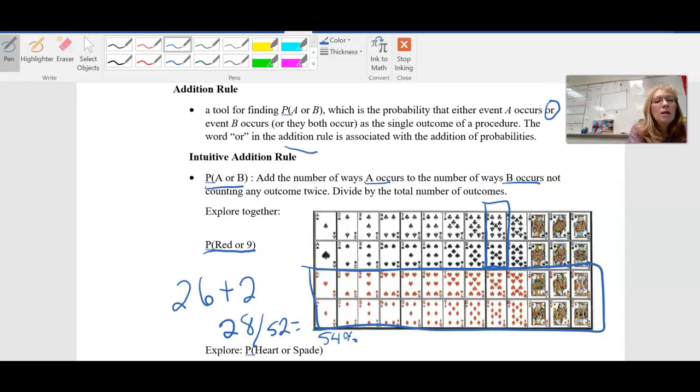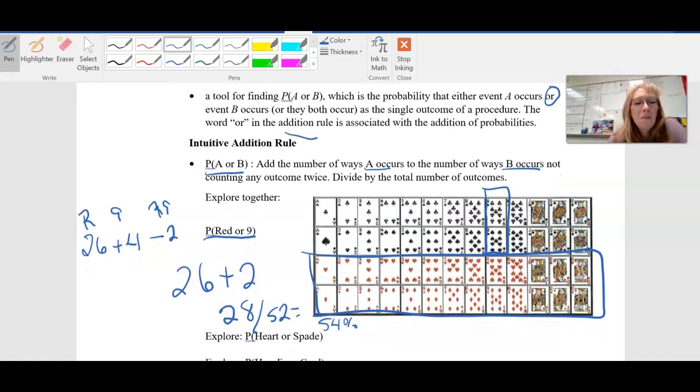The other way to do this is I have 26 red cards. I have 4 9s. So this is red, this is 9, and then you subtract the red 9s, which is 2. And you will get back to where you are.